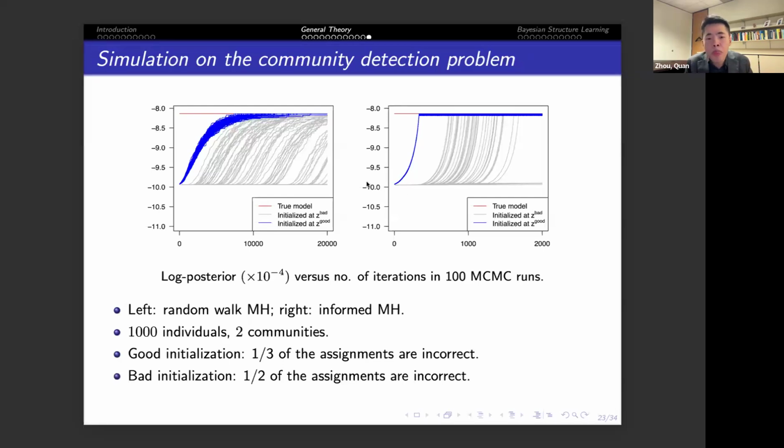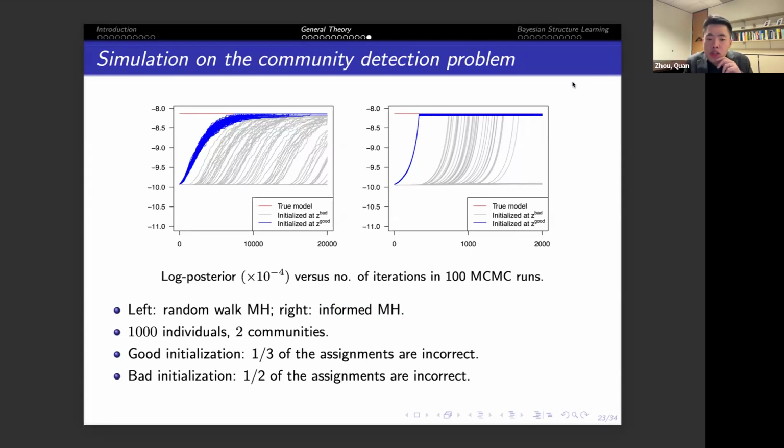And if you compare the behavior of the random walk Metropolis-Hastings with informed Metropolis-Hastings, the left is for the random walk, the right is for the informed. You will be able to see that the informed Metropolis-Hastings algorithm is even more sensitive to the initialization. This is, of course, not too surprising because informed algorithms put a lot of proposal probability on those seemingly good neighboring states. If you initialize your informed sampler in a bad region, then it's more likely for the informed Metropolis-Hastings to get trapped there. And indeed, in our simulation, we see that this contrast between the two algorithms is quite obvious.